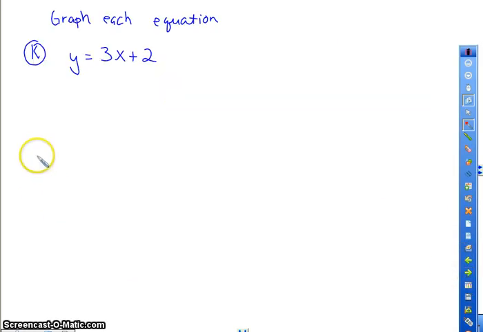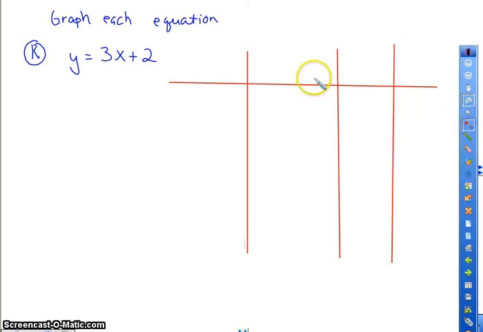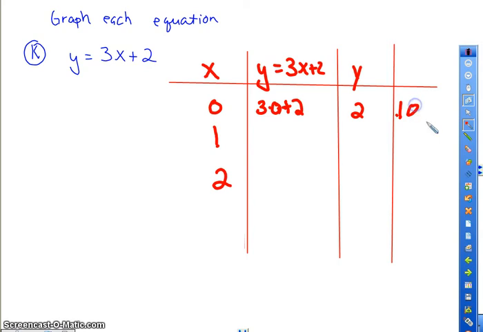Okay, I'm going to graph the equation. So remember, when you're graphing equations, you have to create a chart. Do at least 3 different points. So then you can graph here. Okay, so I have x, y, and then y equals 3x plus 2 in here. I'm going to do 0, 1, and 2. Those are my staples. So I have 3 times 0 plus 2, which is just 2. And my ordered pair is 0, 2.